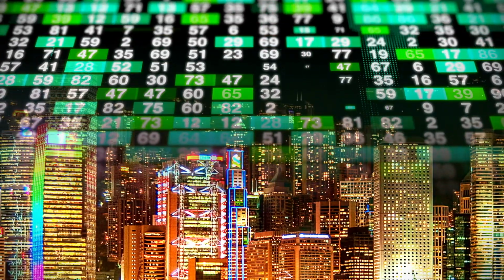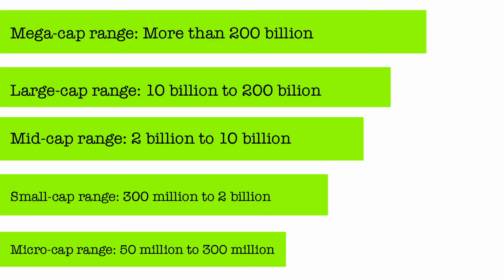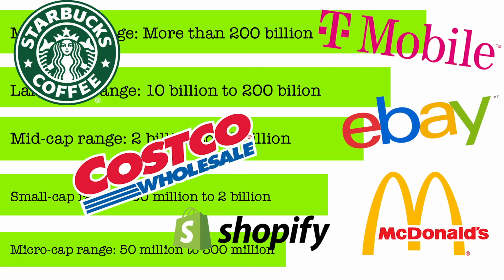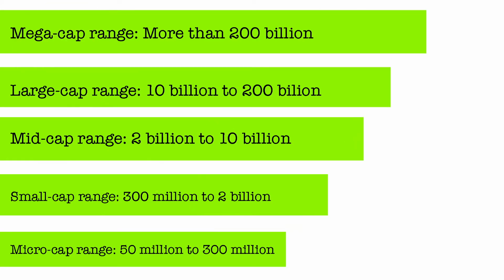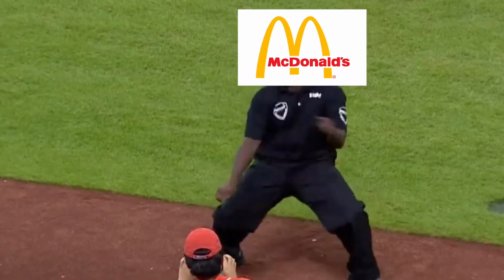And that brings us to this chart right here. First, we have our mega cap range, which is more than 200 billion, and this can go into the trillions. We're not going to dive too much into that one today, but we're going to talk about the large cap range, 10 billion to 200 billion, and these are going to be our bigger companies that have been around for a while and they know how to work it, all right?